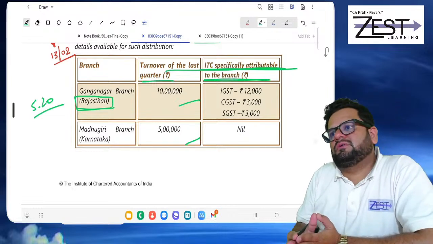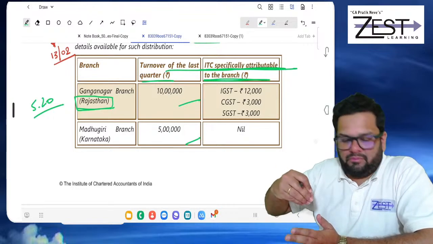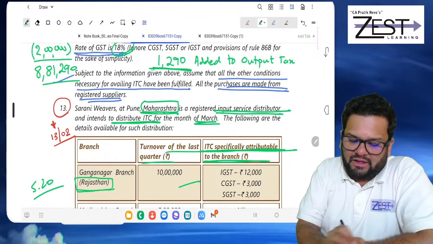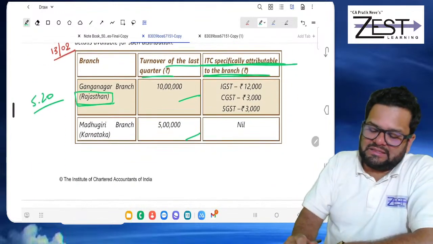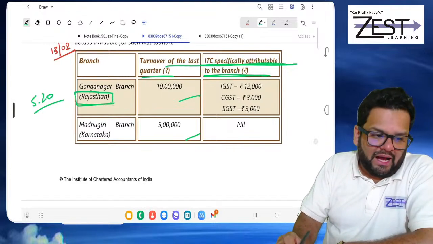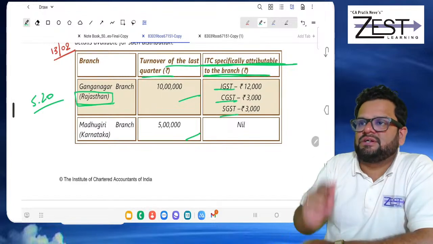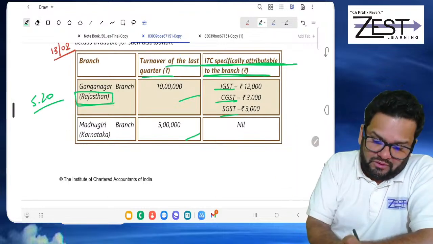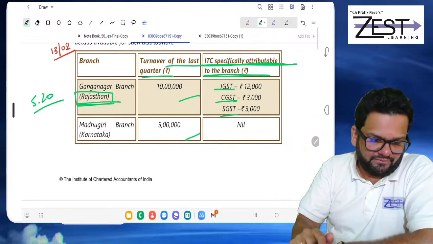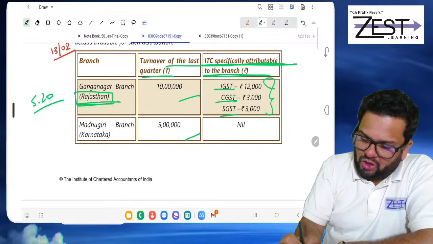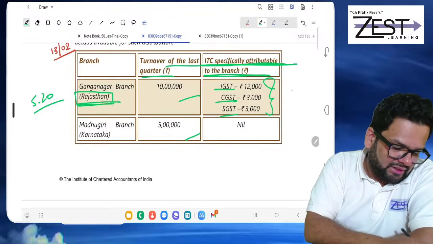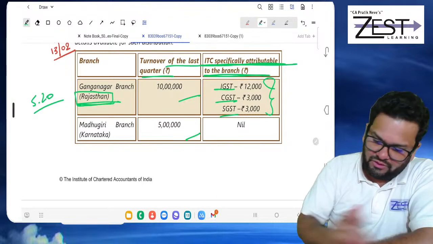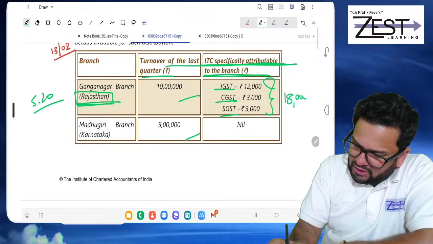I am of Maharashtra as ISD, and this ITC of IGST, CGST, SGST is to be distributed to a person in another state. So friends, it will all be given as IGST. So distributed as IGST will be 12,000 plus 3,000 plus 3,000. Do you agree? Full 18,000 will be distributed as ITC of IGST.